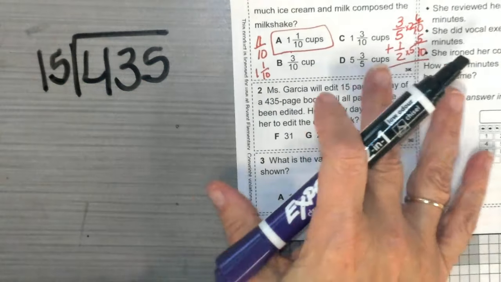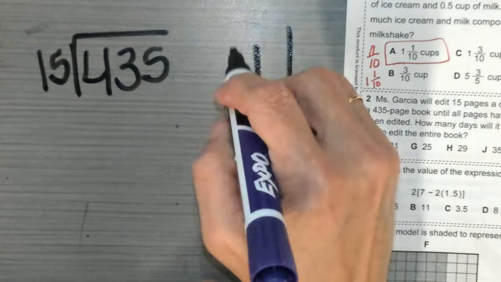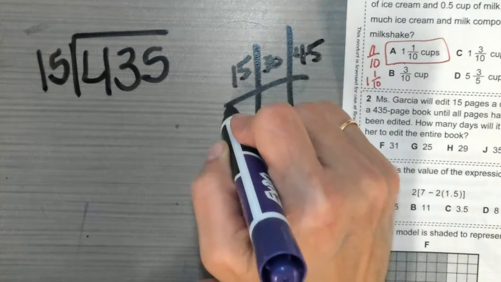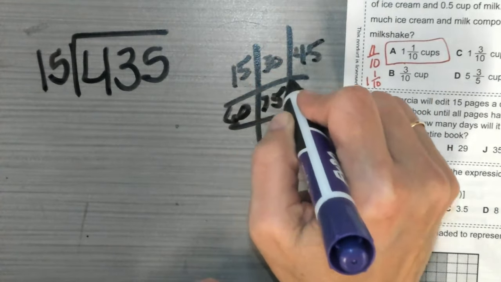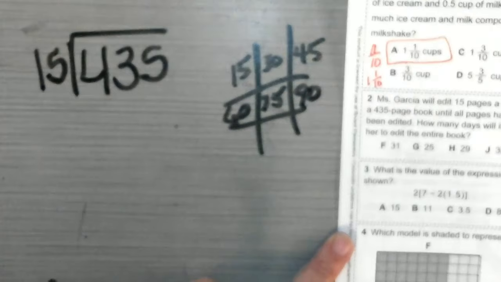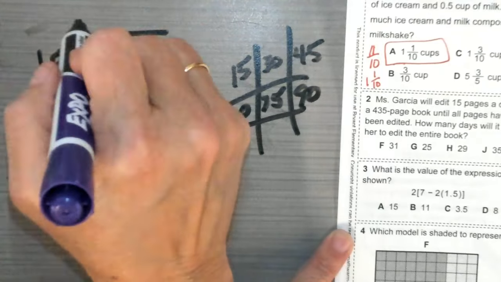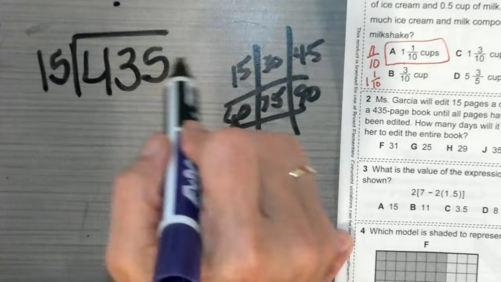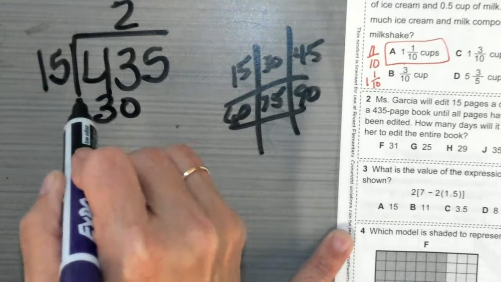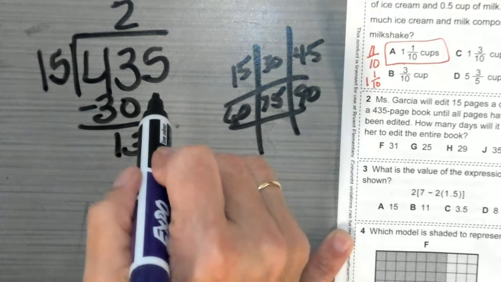Okay, this is where you possibly need to have your hashtag of 15, 30, 45, 60, 75, 90. I'm going to stop there for right now. Remember, this is your clock. 15 minutes, 30 minutes, 45. So 45 is too much. I'm going to go with 2 and get 30. I subtract and get 13. 13 is less than 15.